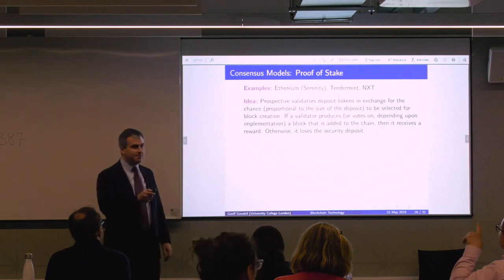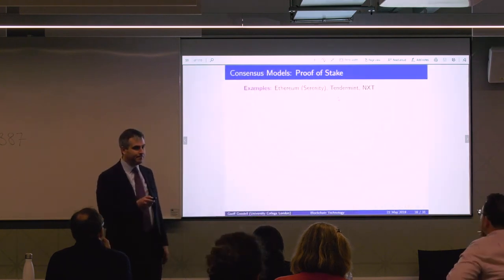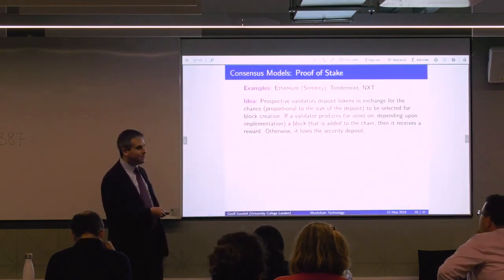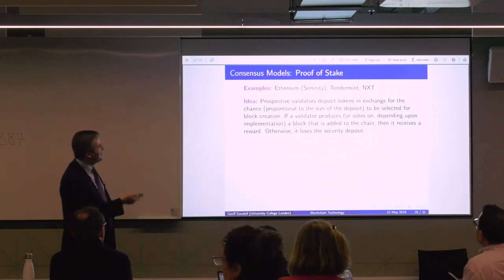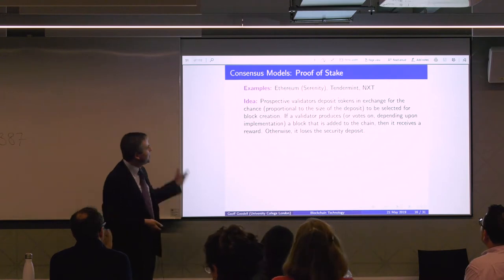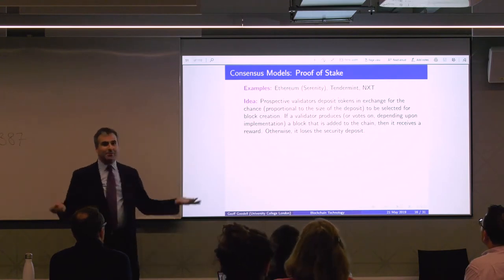Could you explain what proof of work we covered? Could you remind me what proof of stake was? Well, that's what we're talking about now. Right. So prospective validators deposit tokens in exchange for the chance to be selected for block creation.